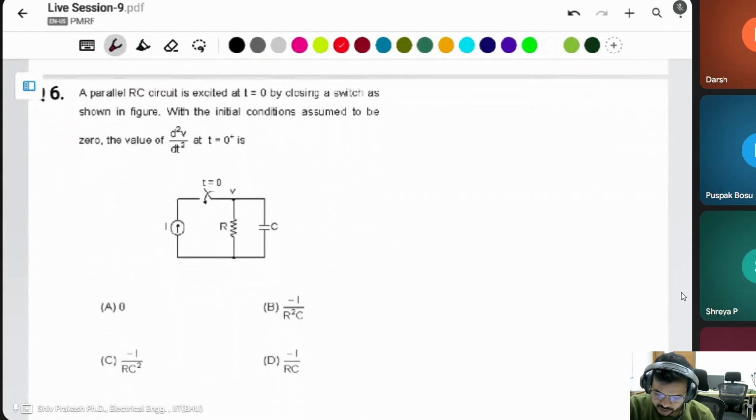Okay, let's go for another circuit. A parallel RC circuit is excited at t equal to 0 by closing a switch as shown in the figure, with the initial condition assumed to be 0. It means the capacitor has an initial condition of 0. There is no voltage at the initial point. Then find the value of d2v by dt square, the double differentiation of the voltage, at t equal to 0 plus.